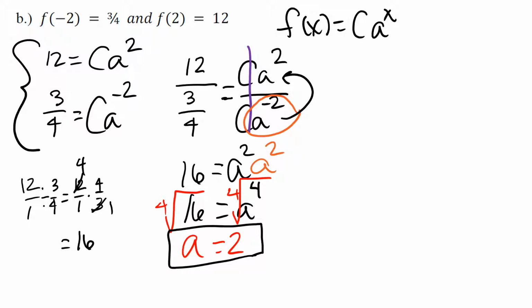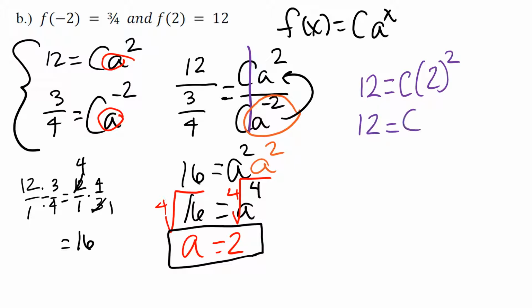So I found a because I canceled c, and now I'm going to have to choose which of these equations do I want to shove a in. Do I want to shove a in the top, or do I want to shove a in the bottom? Because of this negative exponent and this fraction, I think it's going to be easier to solve for c if I put a in the numerator. So that looks like 12 equals c times 2 squared. And I didn't mean numerator, I mean top equation. So 12 equals c times 4. Divide this by 4 on both sides, and c is the number 3.